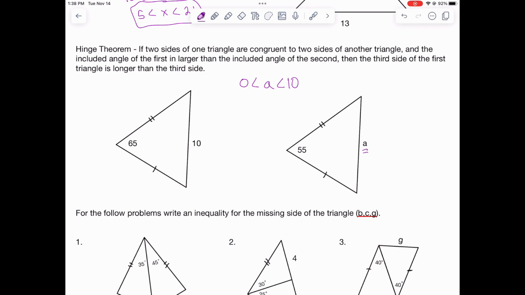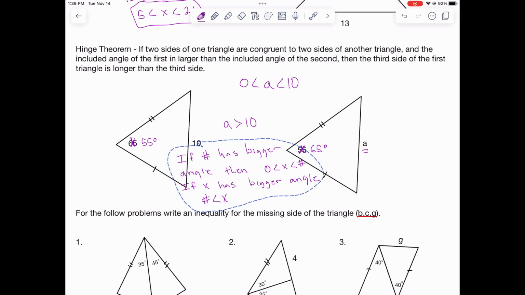Okay, moving on. Let's change this problem up a little bit. Let's pretend that this is 55 degrees now, and this is 65 degrees. Well, this changes my range because now I know that a is going to be greater than 10. It has to be because 65 is bigger than 55. There is no 0 on this one because a is greater than 10 and 0 is less than 10, so there would be no lower bound of the range.